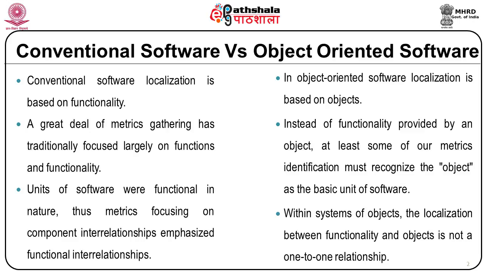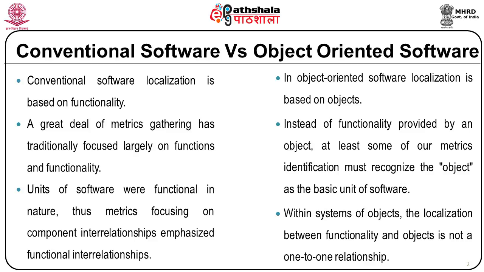Conventional software localization is based on functionality. A great deal of metrics gathering has traditionally focused largely on functions and functionality. Units of software were functional in nature, thus metrics focusing on component interrelationships emphasized functional interrelationships. In object oriented software, localization is based on objects.